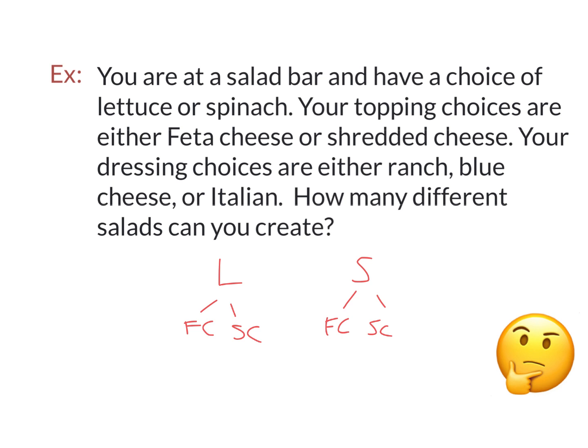So off of that first choice of, let's say, lettuce, feta cheese, we then choose maybe ranch, and then possibly blue cheese, and then possibly Italian. And then off of that shredded cheese one, we still have the same combination. You could choose ranch, you could choose blue cheese, you could choose Italian. And then same with off of the other two here: ranch, blue cheese, Italian.